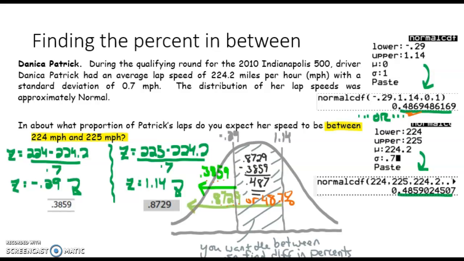If you want to go straight up with the numbers, here's what it's going to look like. If you plug in 224 for the lower boundary, 225 for the upper boundary, because that's what they're going to be. You got 224 over here, you got 225 if you're talking miles per hour. The mean would have been 224.2 miles an hour. The standard deviation is 0.7. And paste that and look at your answer. You're going to be right there in the same ballpark. Okay? So again, three different ways you can look at it.